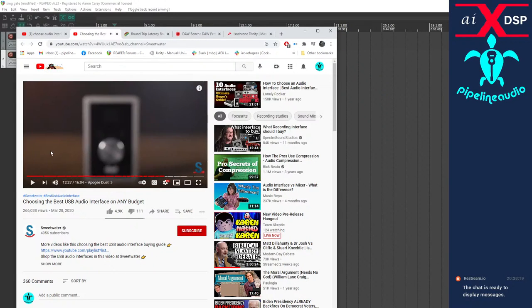The Apogee Duo. The Tascam seems pretty cool. It seemed very full featured. Again, we don't know about loopback.